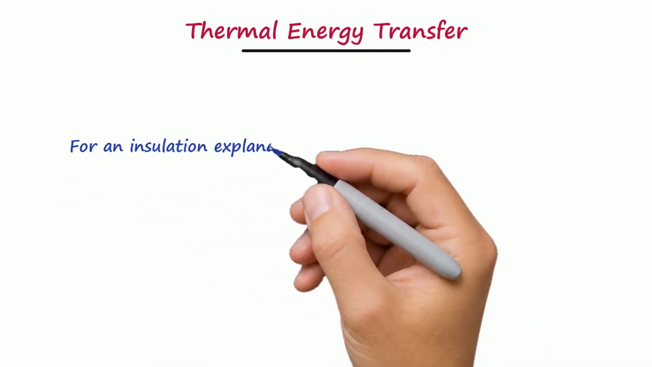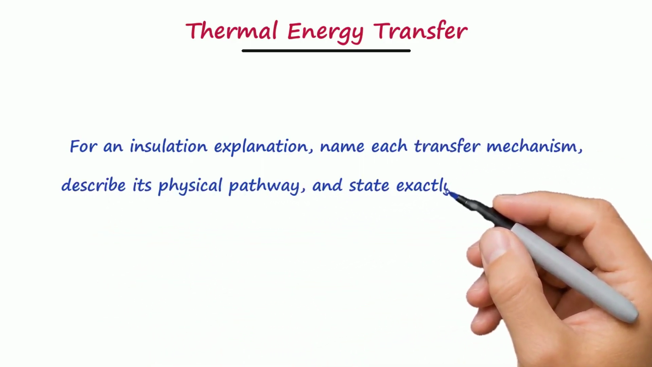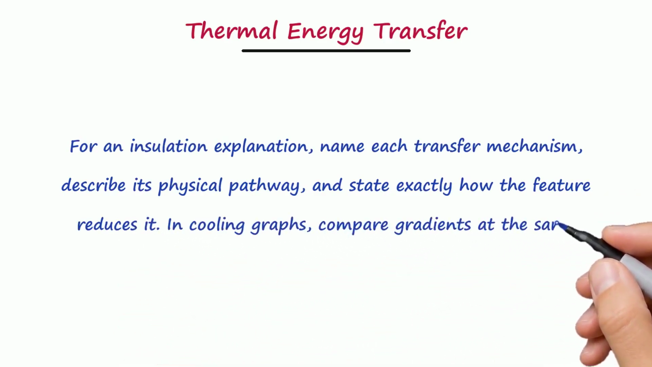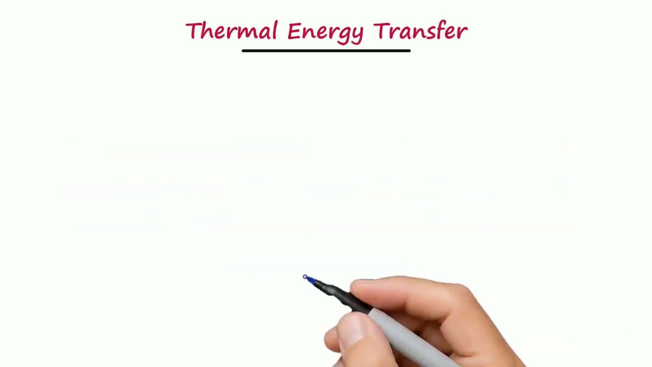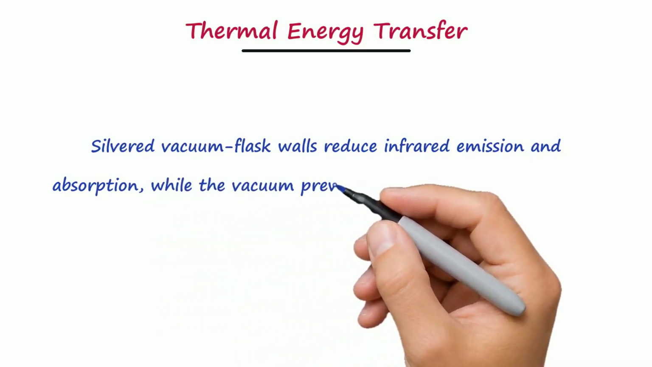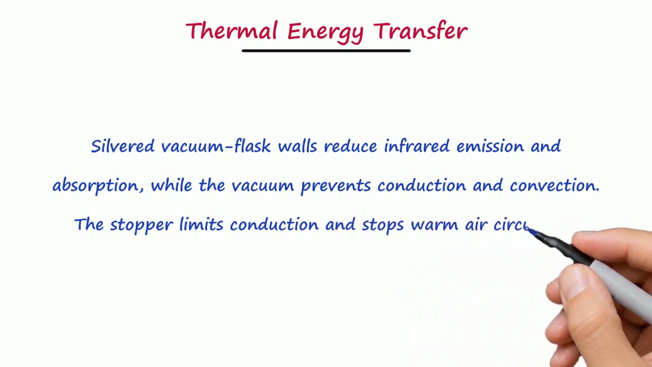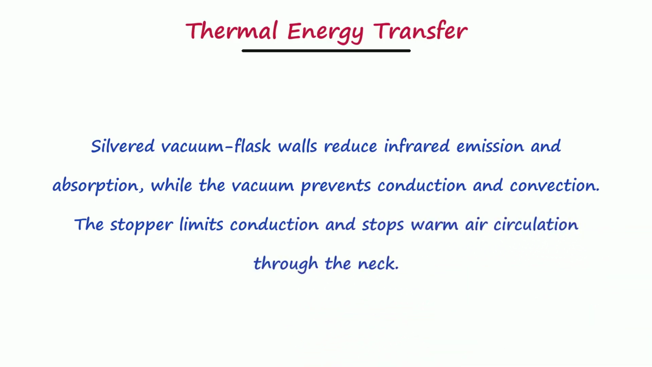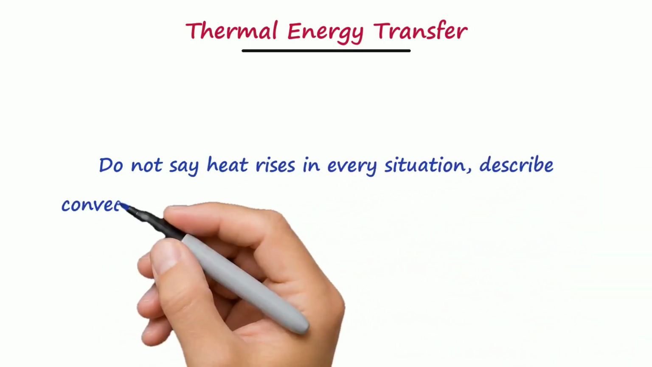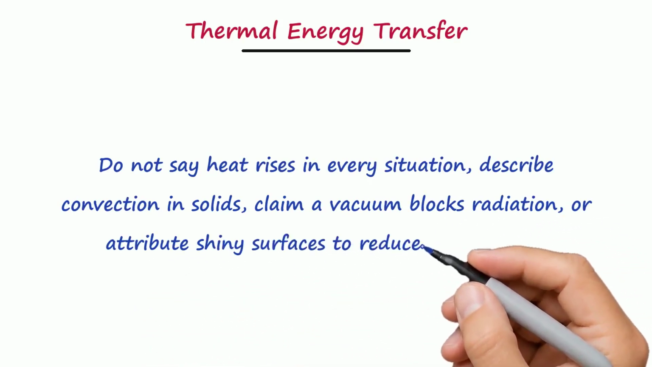For an insulation explanation, name each transfer mechanism, describe its physical pathway, and state exactly how the feature reduces it. In cooling graphs, compare gradients at the same temperature difference. Silvered vacuum flask walls reduce infrared emission and absorption, while the vacuum prevents conduction and convection. The stopper limits conduction and stops warm air circulation through the neck. Do not say heat rises in every situation, describe convection in solids, claim a vacuum blocks radiation, or attribute shiny surfaces to reduced conduction.